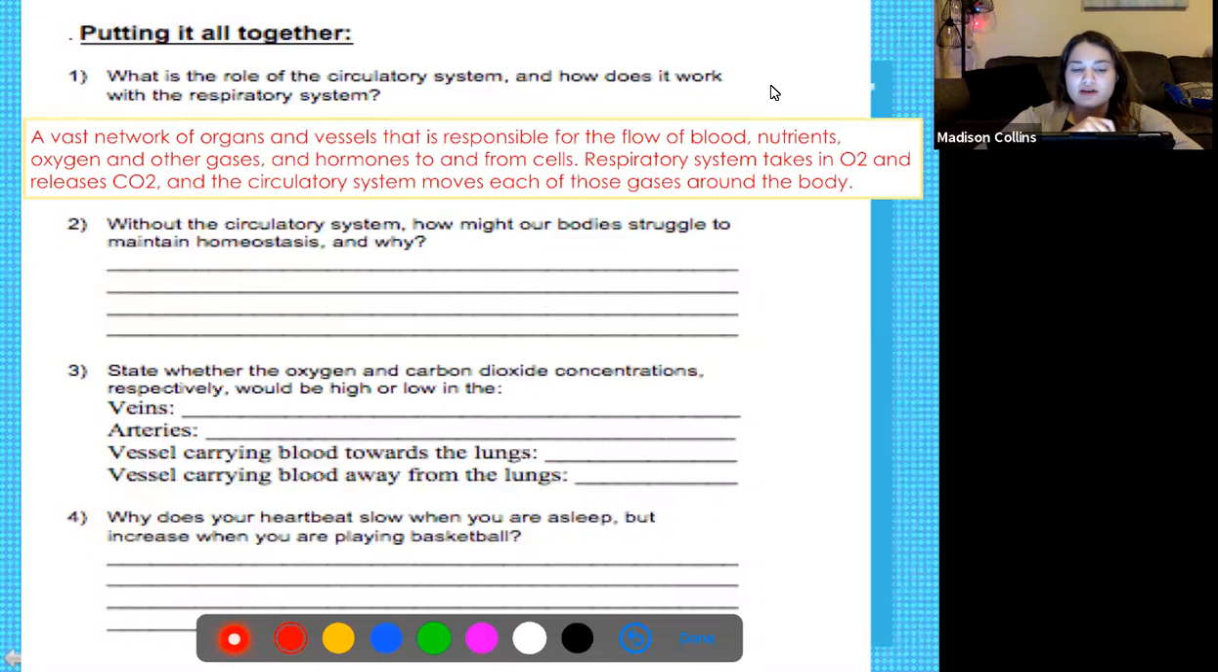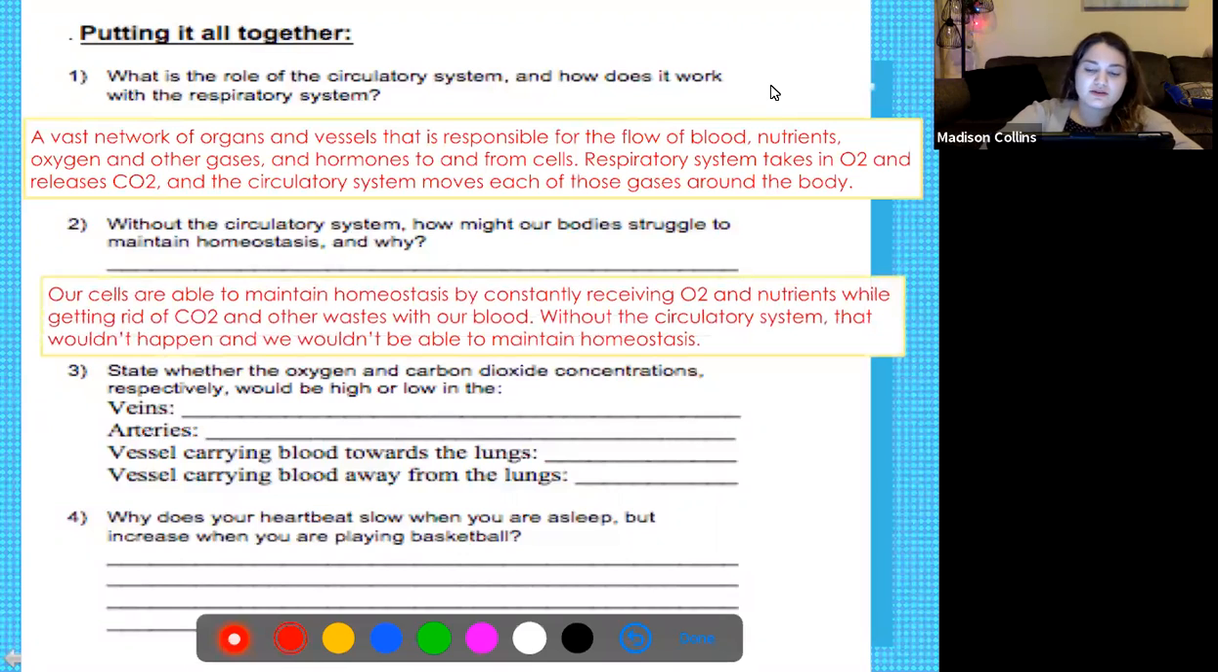All right, number 2, without the circulatory system, how might our bodies struggle to maintain homeostasis and why? Right, so the circulatory system is super important in maintaining homeostasis, and here's why. Our cells are able to maintain homeostasis by constantly receiving oxygen and nutrients while getting rid of carbon dioxide and other wastes with our blood. Without the circulatory system, that wouldn't happen, and we wouldn't be able to maintain homeostasis.